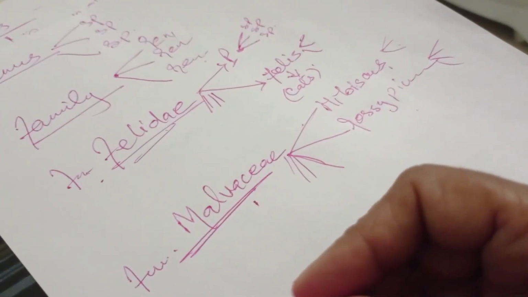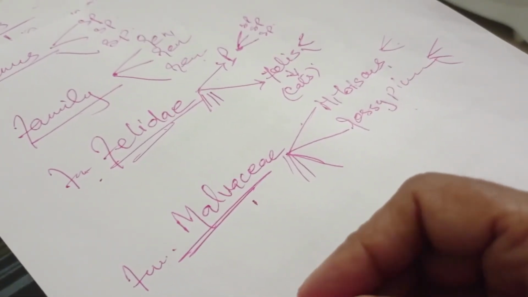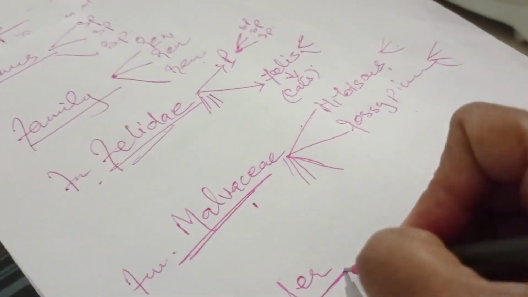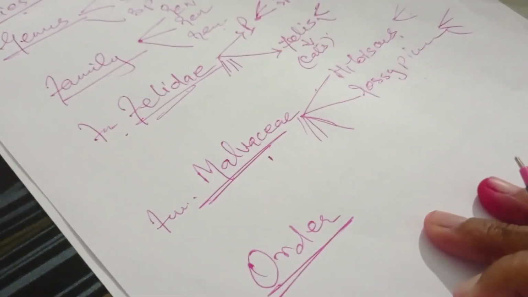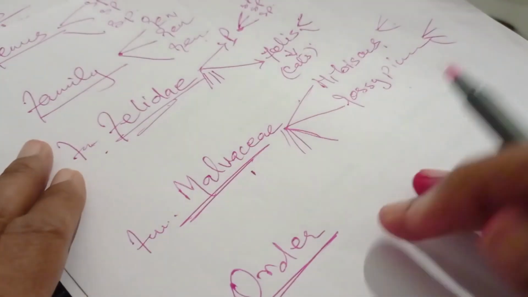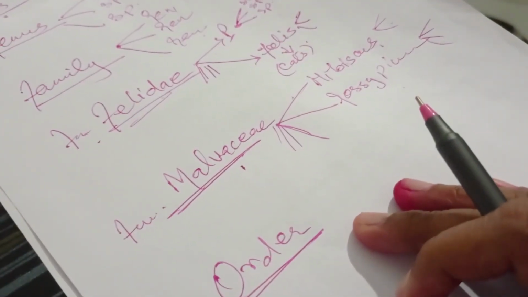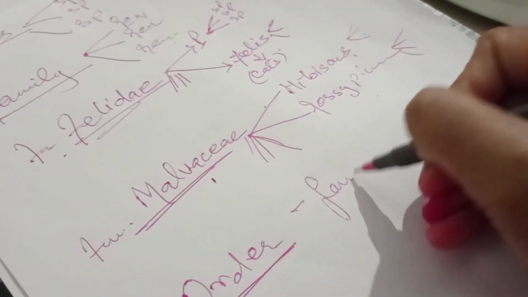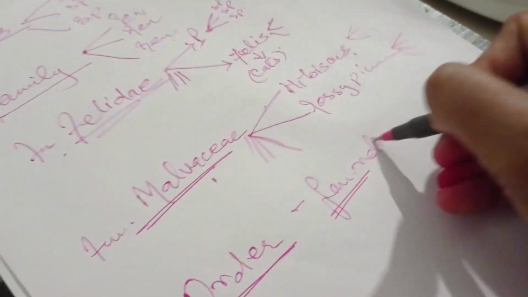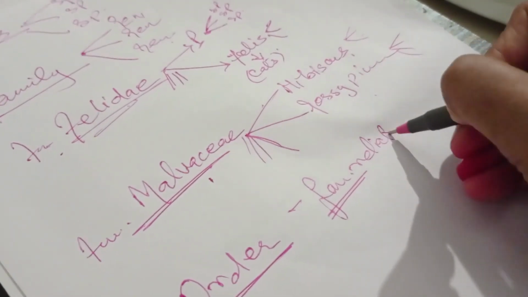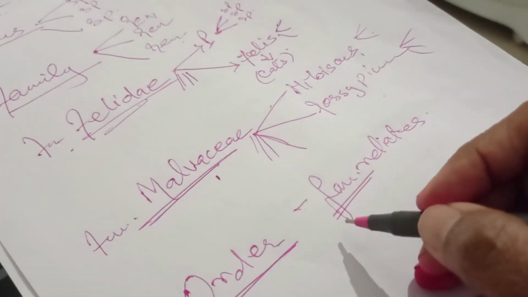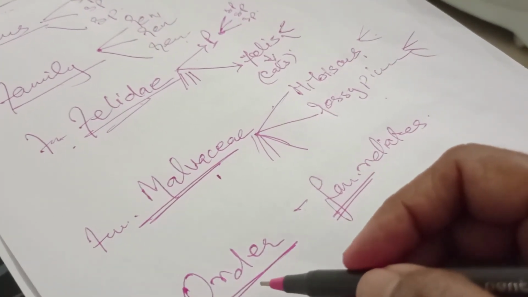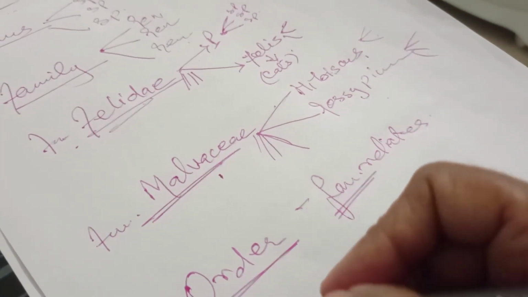Now moving one more step above. Above family we have order. Again, as we have studied in this hierarchy, what is order? Order is a group of related families. Related families will be included under an order. Order means one step above family. I will give you an example.